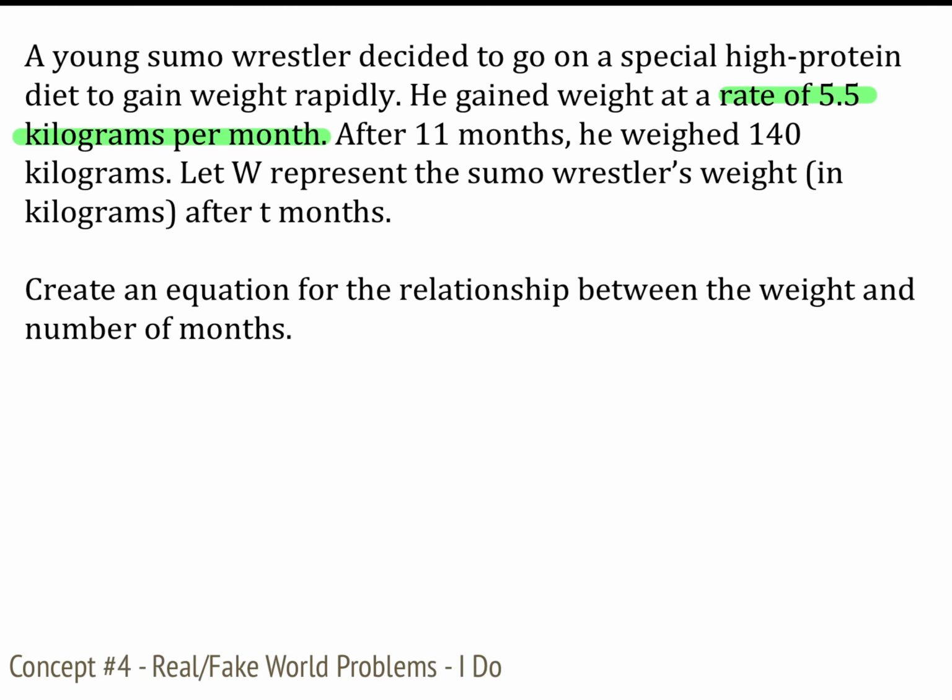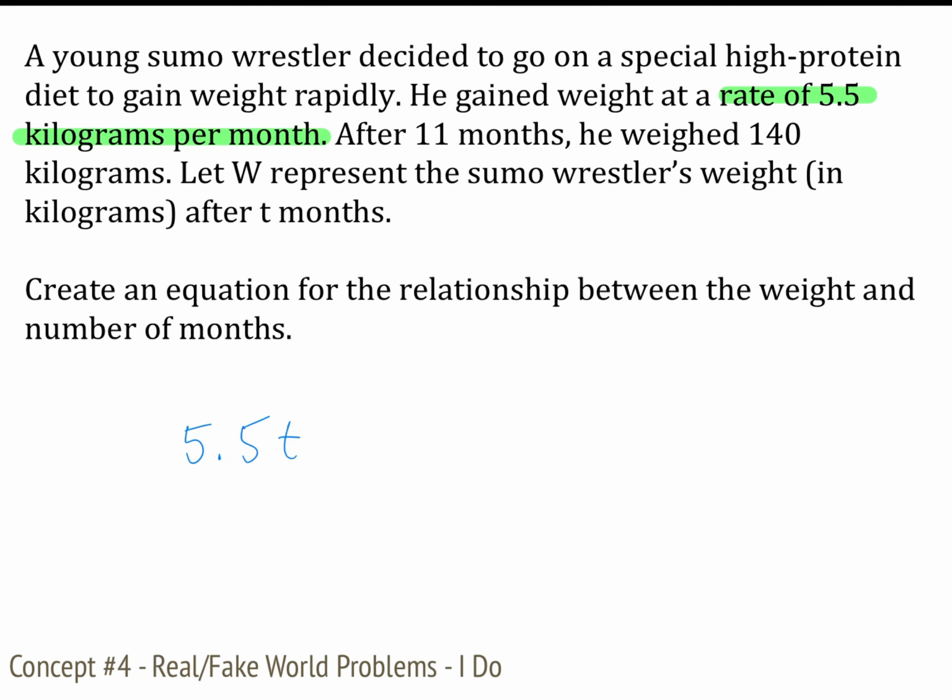Now, after 11 months, he weighed 140 kilograms. Let W represent the sumo wrestler's weight in kilograms after T months, and then I want you to create an equation for the relationship between the weight and the number of months. This can be a difficult problem because you don't have all the information yet to create an equation. If you look at this, we have 5.5 kilograms per month, and they want us to use T for months. So we know it's 5.5 times however many months. But they already gave us 11 months.